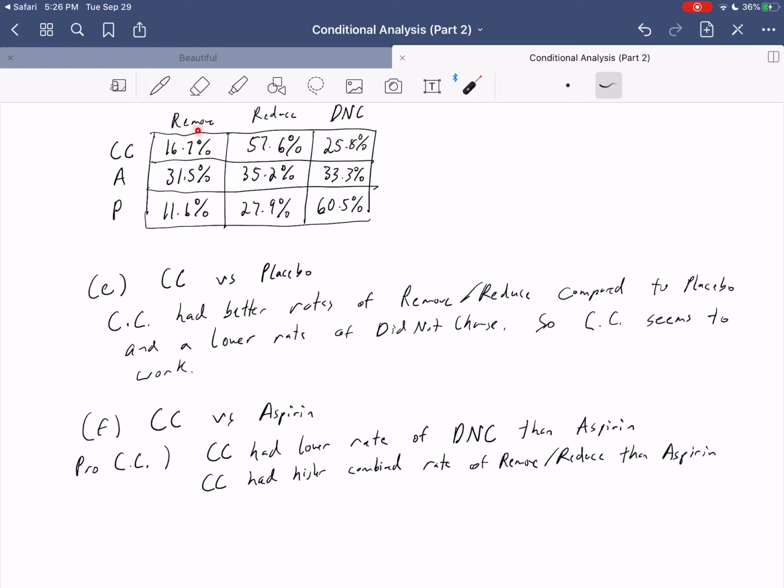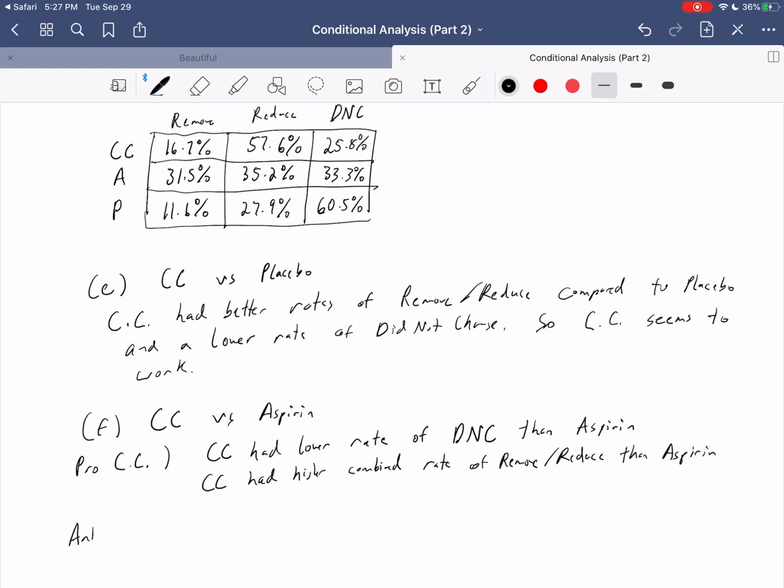Well, imagine adding these together. If we add the remove and the reduce, for CC it would be 16.7 plus 57.6. It means that about 74.3% of people had some positive effect after taking Cheapo Comfort. Whereas aspirin, if we add these together, 31.5 plus 35.2, that's only 66.7. Now, of course, that's the same as just looking at these and doing these minus 100%, but either way. The point is that if we were to positively argue for the Cheapo Comfort drug, we would say that it basically seems to at least do something for a larger percentage of people.